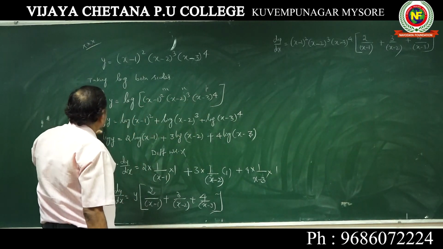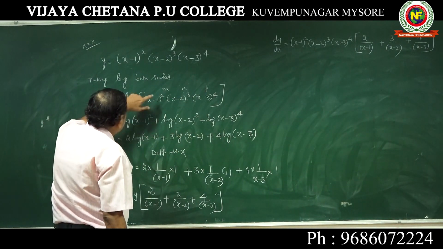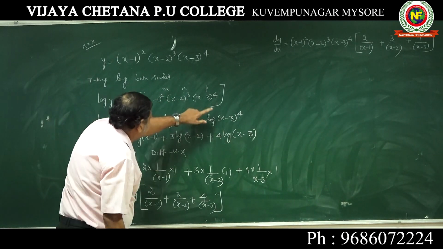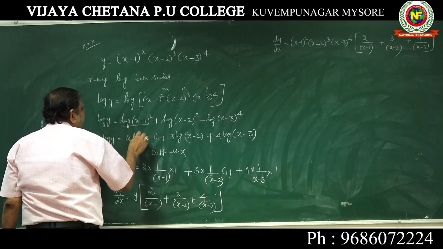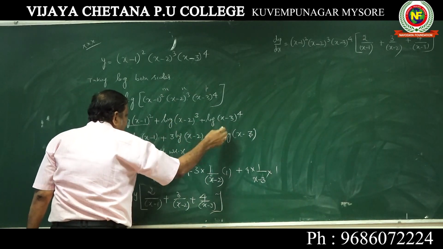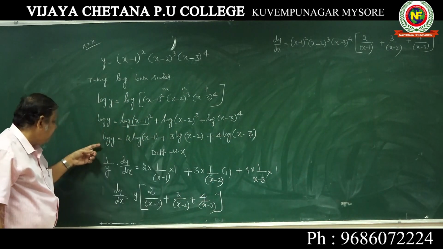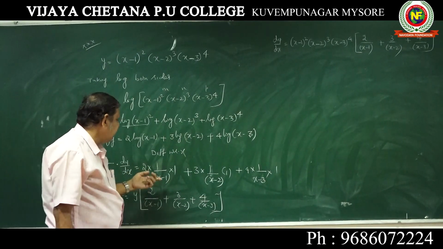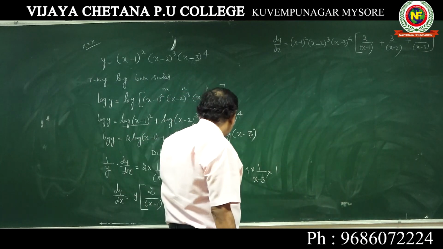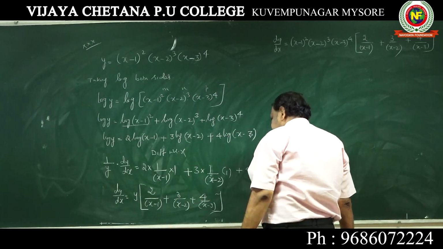Log y is equal to log m plus log n plus log p. Log m to the power of n is n log m, so we get 2 log (x minus 1), 3 log (x minus 2), 4 log (x minus 3). Now differentiate. 1 by y dy by dx is equal to 2 into 1 by (x minus 1), 3 into 1 over (x minus 2) and 4 over (x minus 3).